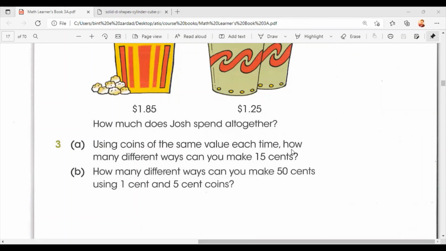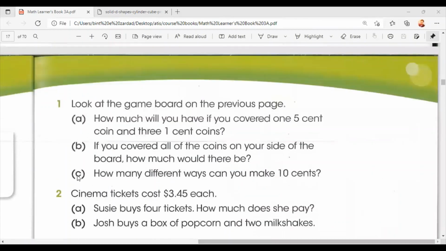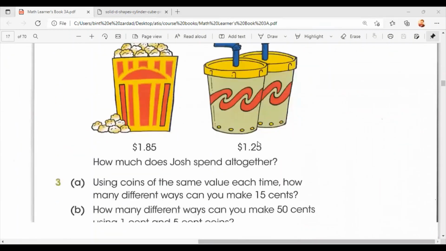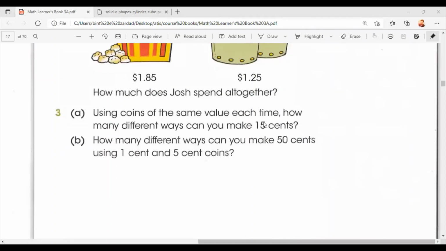Using coins of the same value each time, how many different ways can you make 15 cents? There are different ways, same as the question here: how many different ways can you make 10 cents? You can take three 5-cent coins or fifteen 1-cent coins. And in the next question, if you have 1 cent and 5-cent coins, how many different ways can you make 50 cents? There are more than 10 different ways.